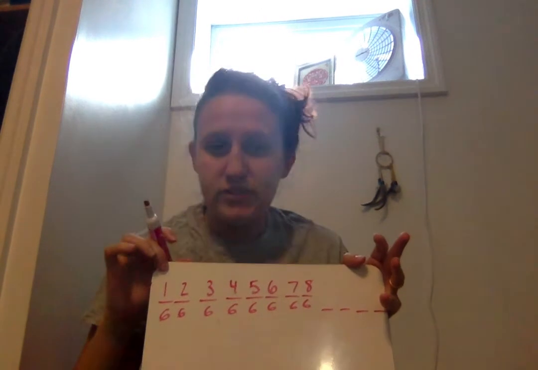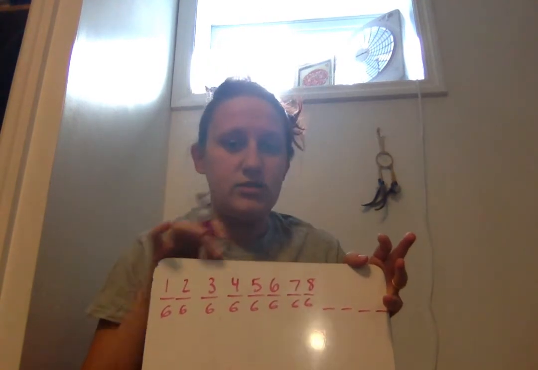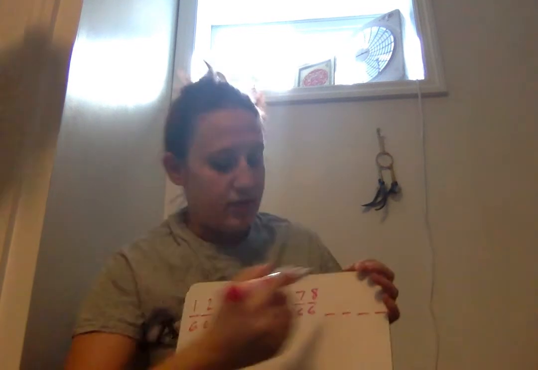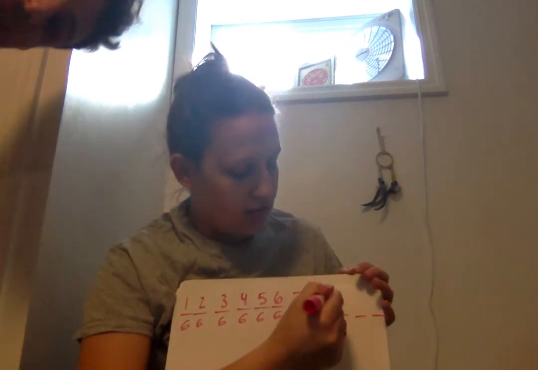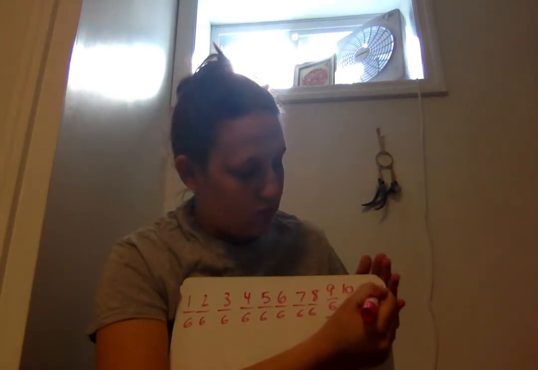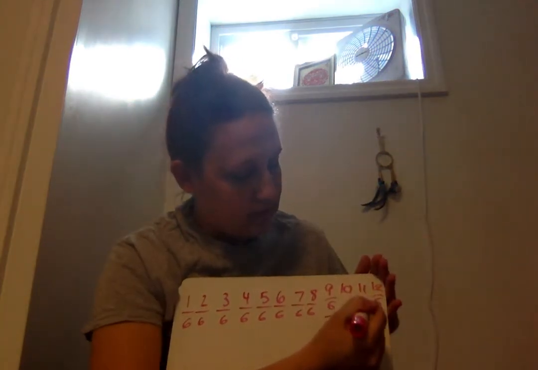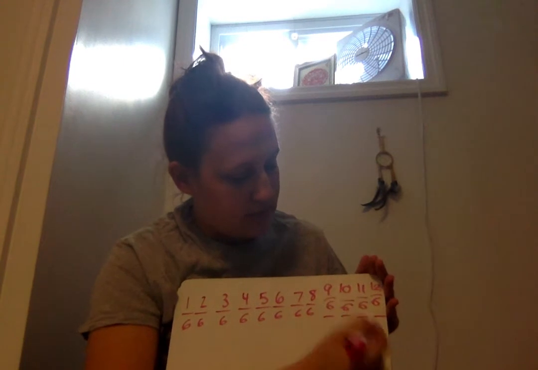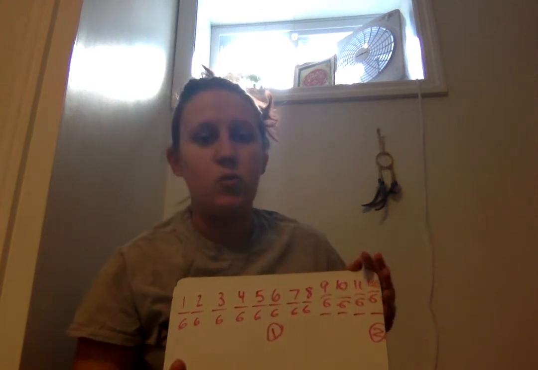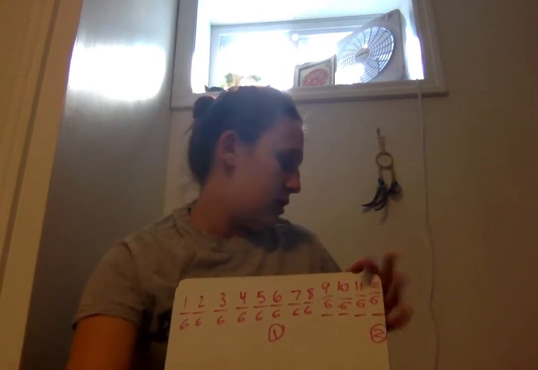So I have 1 over 6 here, 2 over 6 here, 3 over 6 here, 4, 5, 6, 7, 8 over 6. The next logical answer would be 9 over 6, 10, 11, and 12, all over 6. And we know that 12 over 6 is actually 2 as a whole number, and 6 over 6 is actually 1 as a whole number.